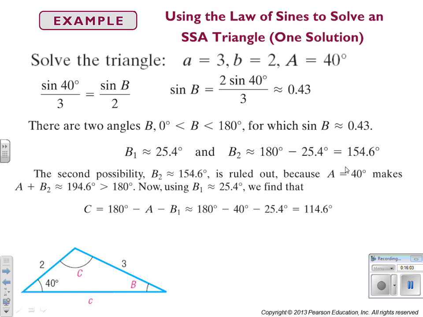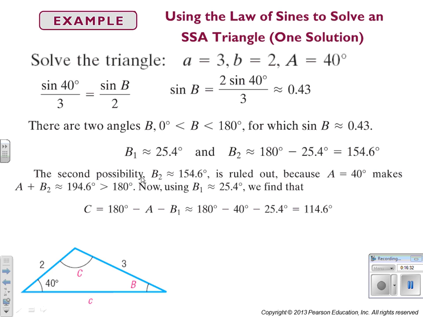So if we look at this, 154.6, we can rule that out because 40 plus 154.6 is greater than 180. Can a triangle's angles be greater than 180? No. So we know we don't have to fuss with the second angle. All right, so let's just fuss with that first angle.